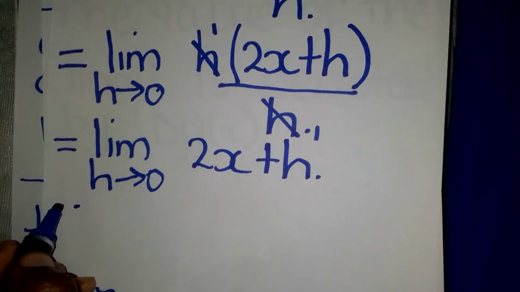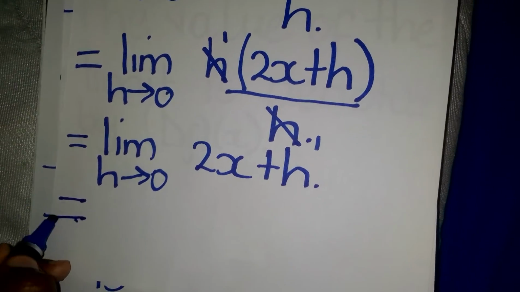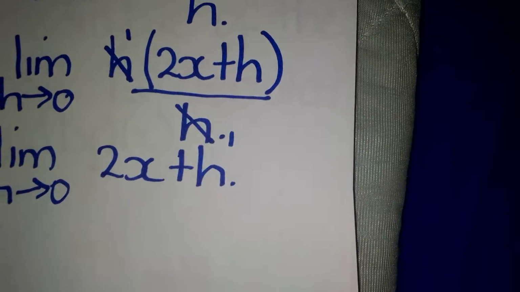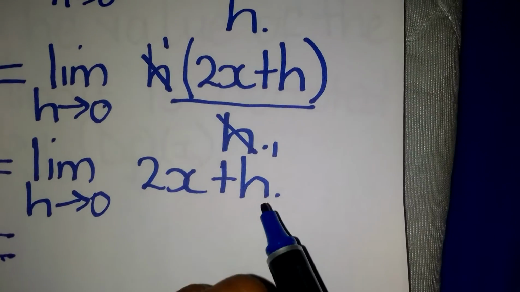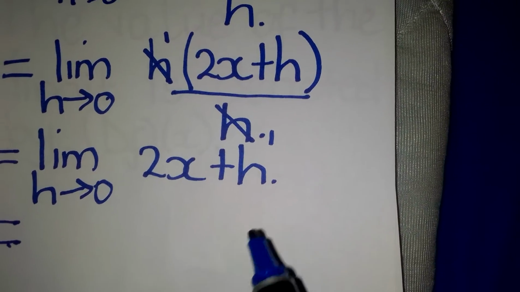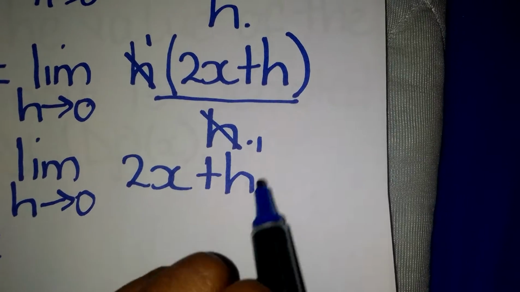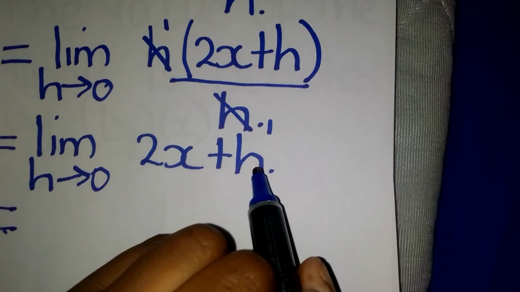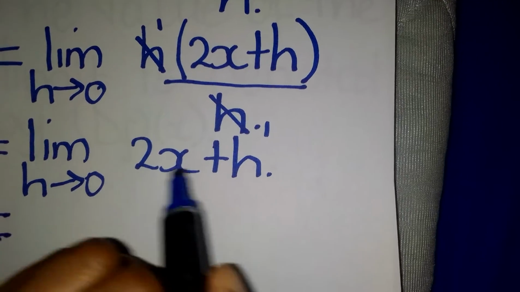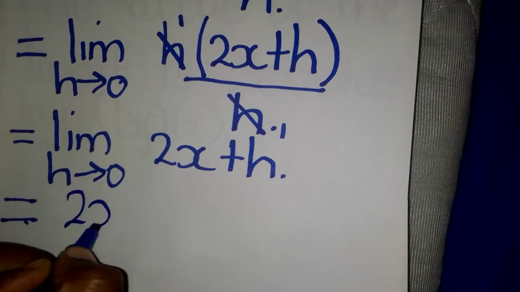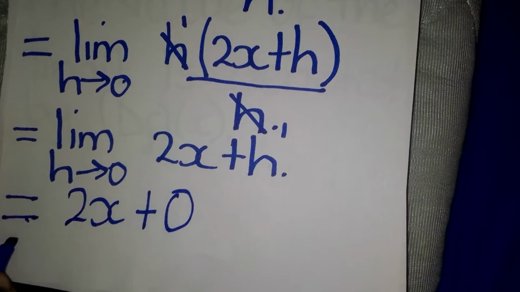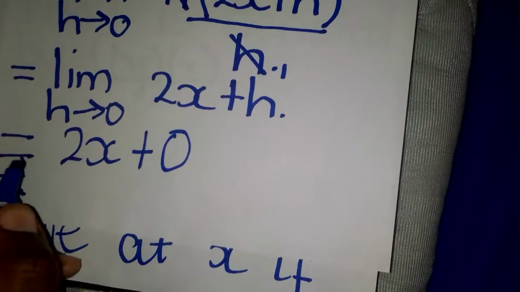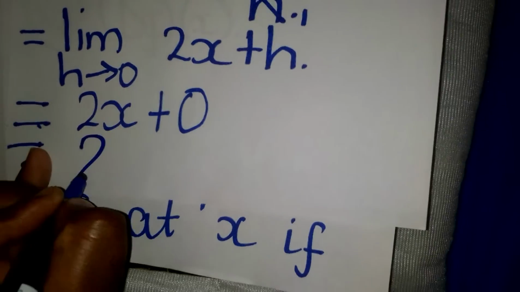If we say the limit is h tends to 0, we are simply saying as we make our h as small as possible, as it goes nearer to 0, then it becomes 0. So we substitute our h with 0. We remain with 2x plus 0, and this becomes 2x.